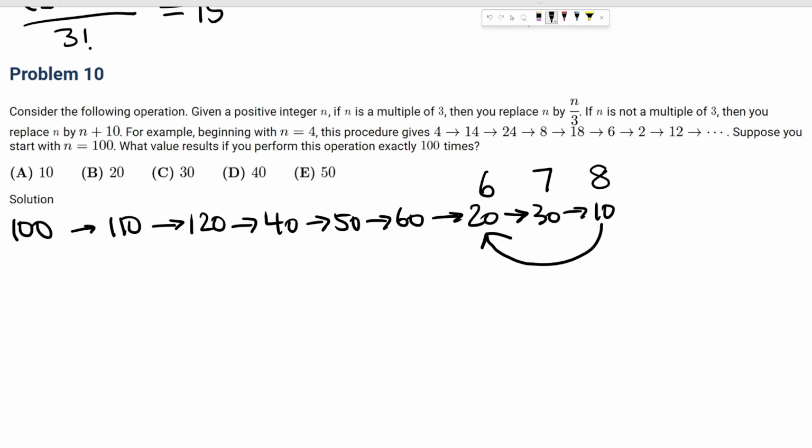And now we'll see that if we apply it 9 times, we're back to 20. If we apply it 10 times, we're back to 30. If we apply it 11 times, we're back to 10. And that just means that if we apply it 99 times, then we'll be at 20, because we're in a loop now. Any multiple of 3 number of times is going to give us 20. So that means that on our 100th try, we're going to be on 30, which is our answer.